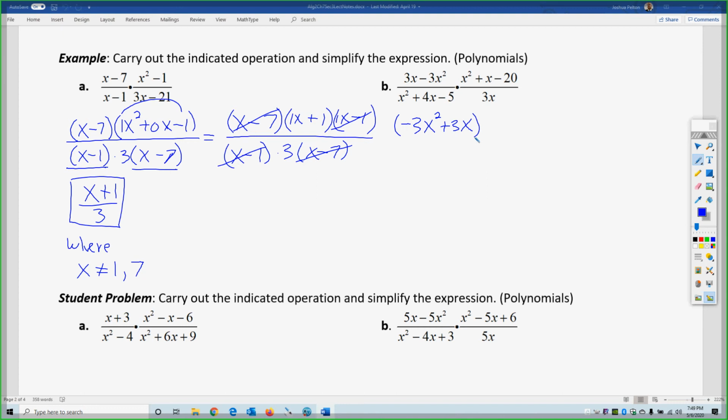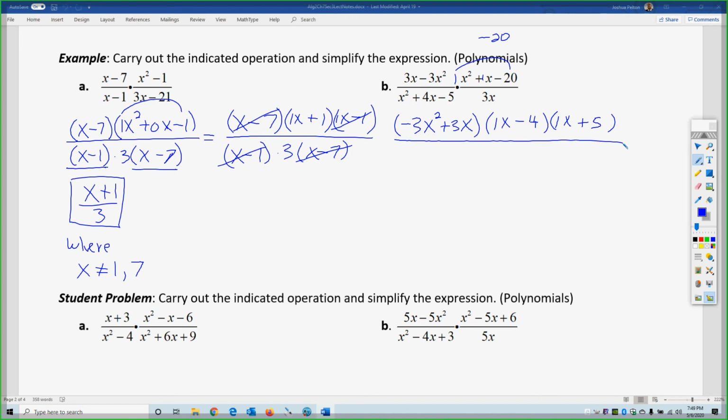And the other one I'm going to do quad form factoring, 1x, 1x. So 1 times 20 gives me negative 20. So factors of negative 20 that'll work for me are, let's see, minus 4 and positive 5 will give me negative 20, and it'll add to the 1x in the middle.